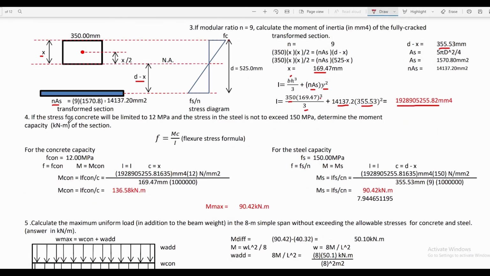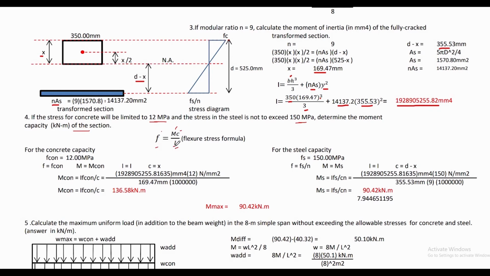For problem number 4, if the stress for concrete will be limited to 12 megapascal, and if the stress in the steel is not to exceed 150 megapascal, determine the moment capacity in kilonewton meter of the section. So we can calculate the value of bending moment capacity if stresses in both concrete and steel are given by using this simple formula. Flexure stress is just equal to Mc over I, wherein M will be the bending moment and f is the stress. C is the location of the neutral axis up to the topmost fiber if that is under compression, and bottommost fiber if that is under tension.